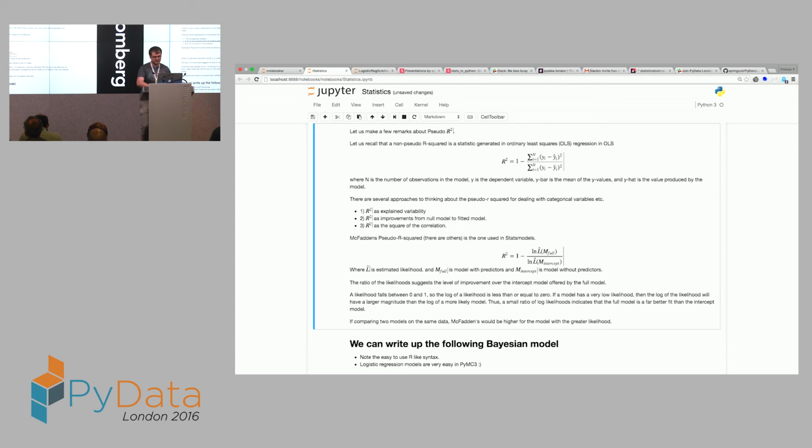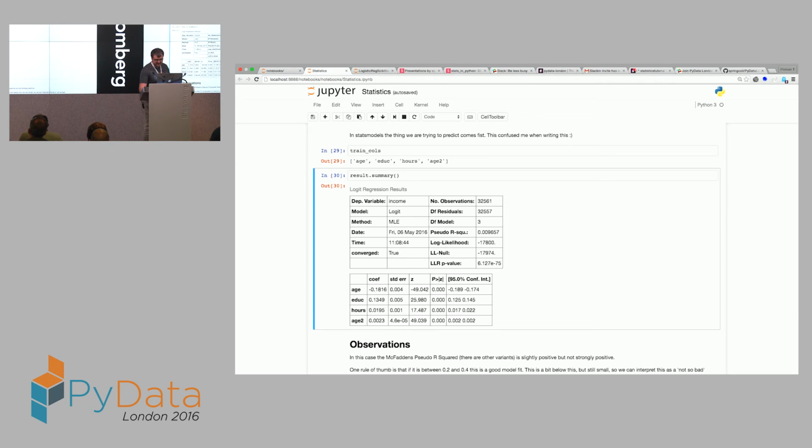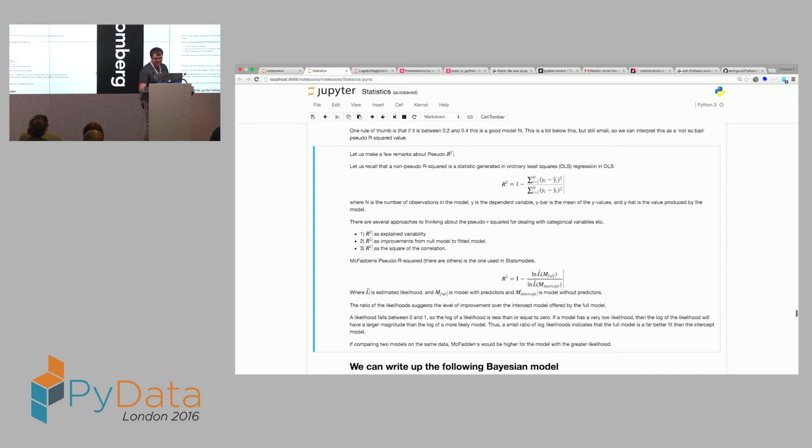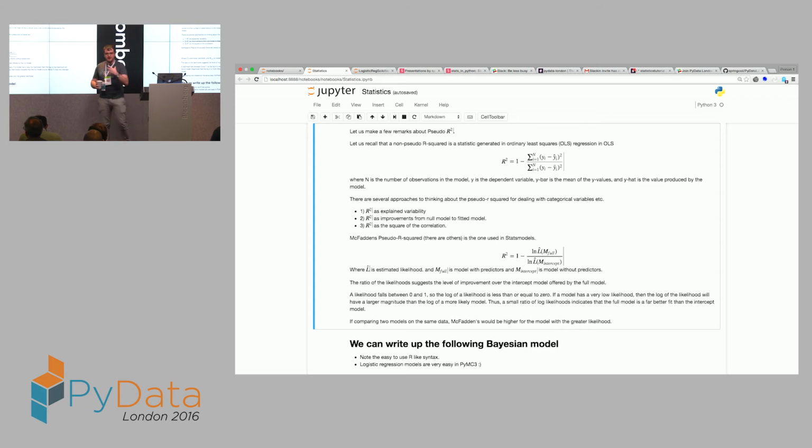The take-home point is that the rule of thumb is that if it's between 0.2 and 0.4, then you have a good model fit. This one's a bit below that. It's 0.009, so it's actually not a good model. I think I wrote "not so bad"; I was clearly feeling more optimistic when I wrote this. But this is the kind of thing you would have. You have these tools to evaluate your model's performance in the same way you would evaluate a machine learning model's performance, and they're all built in there. And if you want them to improve, you can submit a pull request.